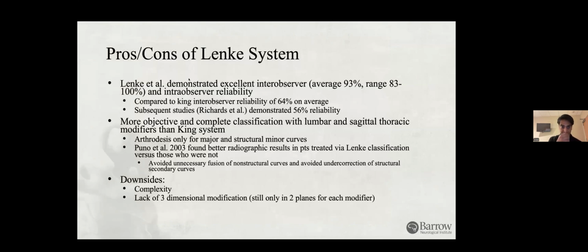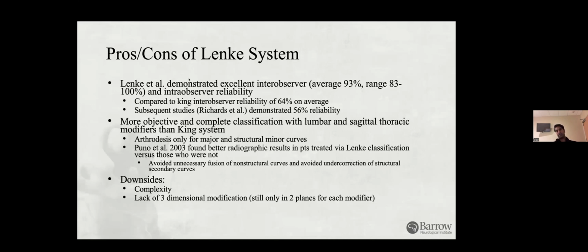So what are the pros and cons of this system? It was created to have better inter-observer reliability, in the 90% range compared to 64% on average in the King system. But obviously, not everything's perfect. Further studies have sometimes shown a reliability as low as 56%. So this isn't the end-all be-all. And I've seen spine surgeons treat the same curve type with different approaches even now. So it's still an evolving field.